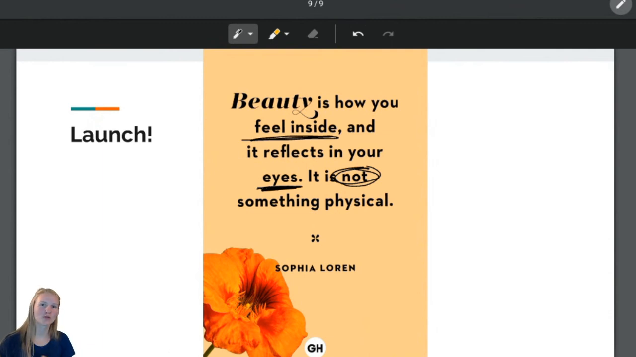Like, you are beautiful. All you men are handsome. Beauty is how you feel on the inside. It's not something physical about you. It's not how long your legs are. It's not how rock hard your abs are. It is how you feel on the inside. So focus on how you feel on the inside instead of on how you look on the outside. That is my launch for you today.